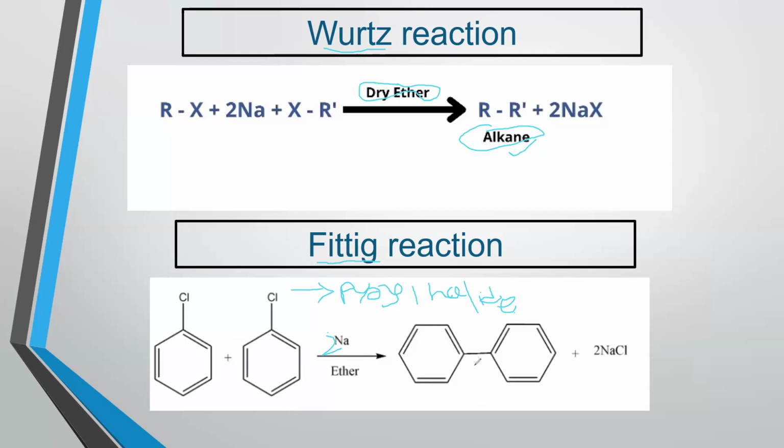What is the name of this compound? Biphenyl. Yes. Very good. Whether this biphenyl shows geometrical isomerism or not? Does this biphenyl show geometrical isomerism? No. Why? What is the reason behind it? You are right that it doesn't show geometrical isomerism, but why?